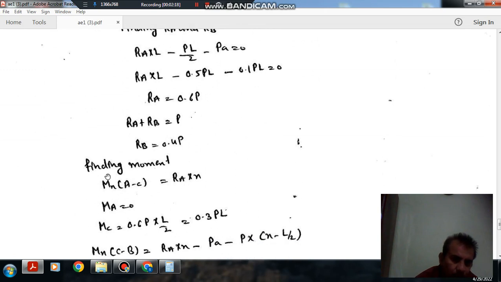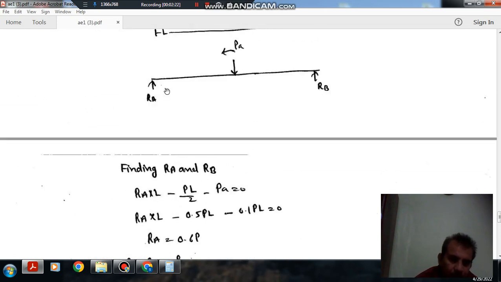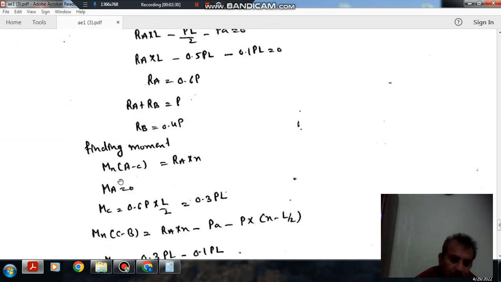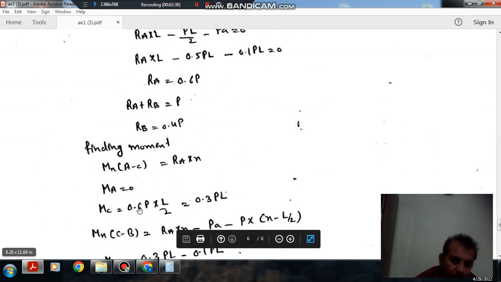Okay, and finding the moment. So the general equation between the point A and the point of application, which is C, is MX equal to RA into x. If we take x equal to 0, then MA will be 0. If we take x equal to L by 2, then it will be MC. So MC is 0.6 P into L by 2, so that is 0.3 PL.